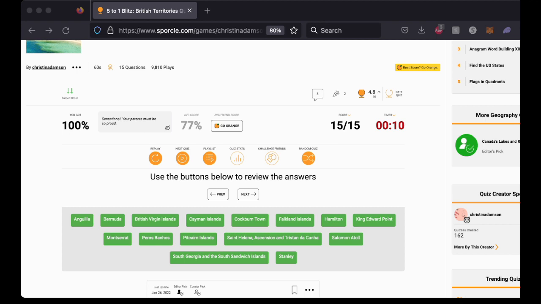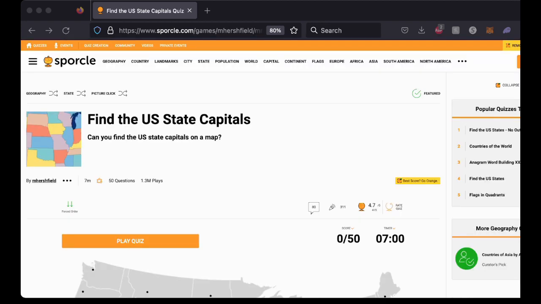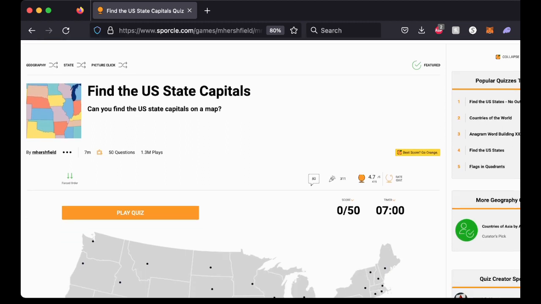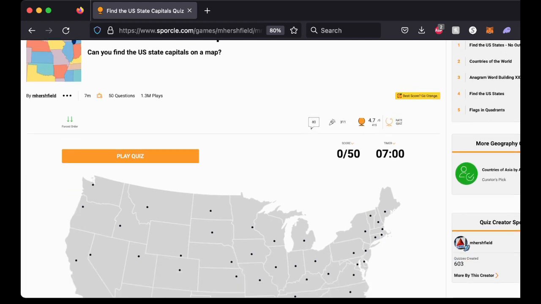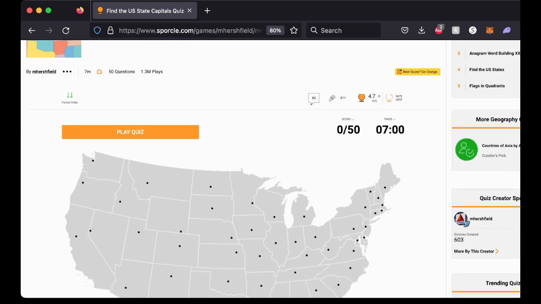Okay, so now go on to the next quiz. Okay, so last but certainly not least, I have a quiz for the United States viewers. So this is a U.S. state capital quiz. They'll give us the name of a capital, and we have to click on the correct dot. So I should do well on this.